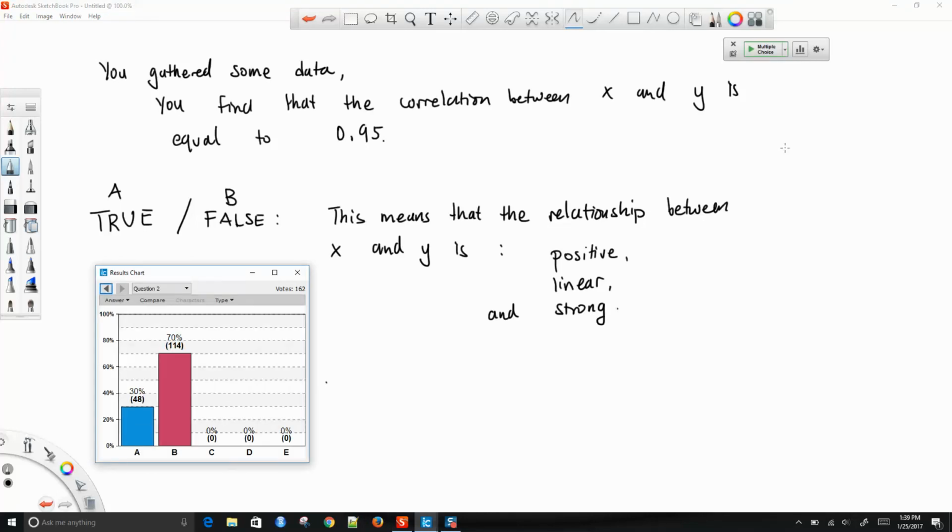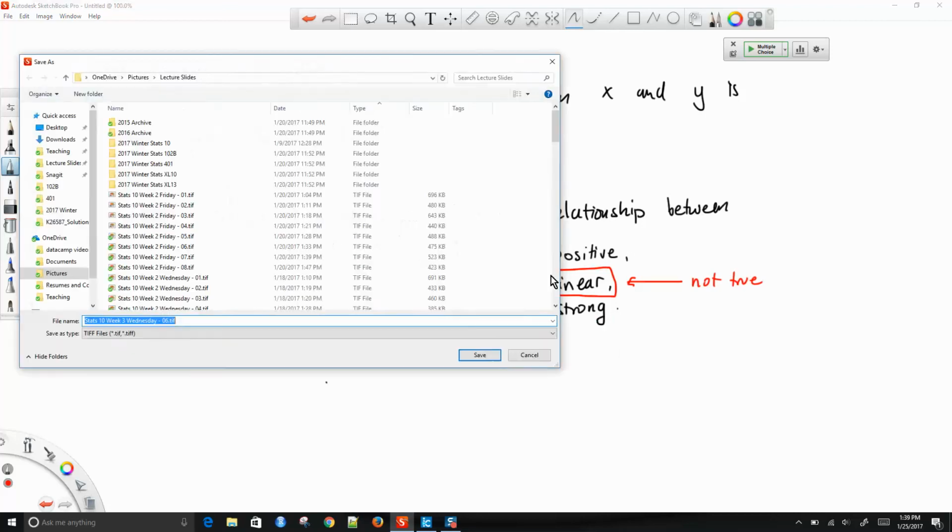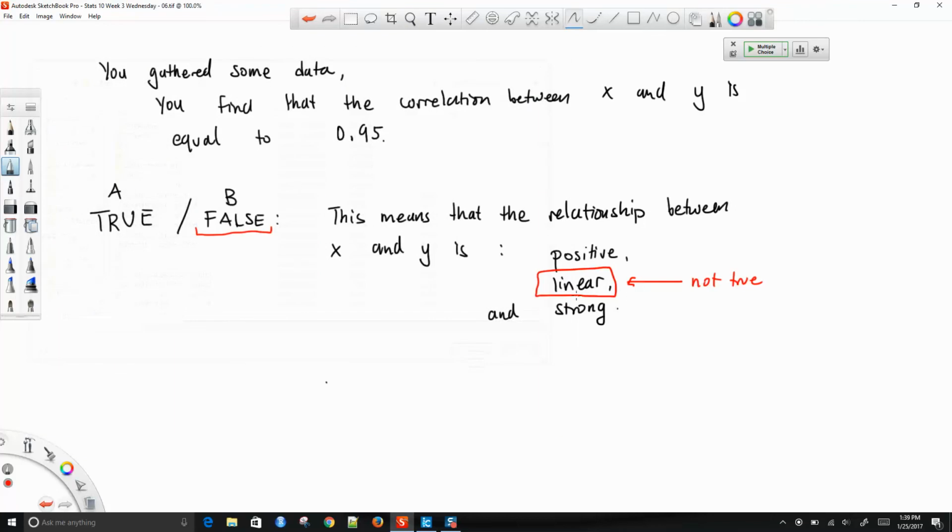The answer is false, indeed. The reason why it's false is this. We can say it is positive and strong, but r certainly will not tell us if it's linear or not. R cannot tell us if it is linear.